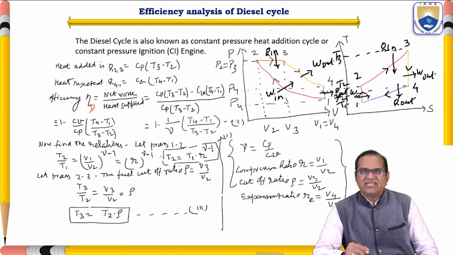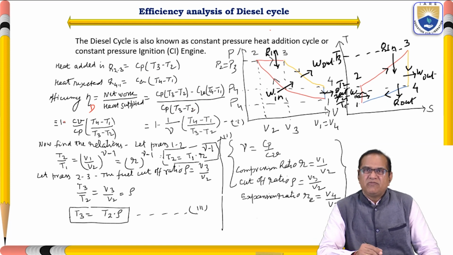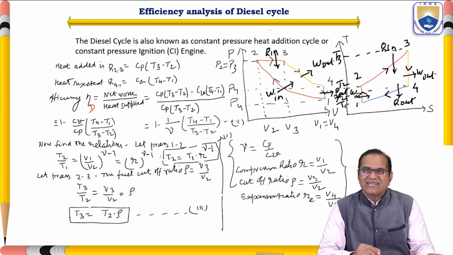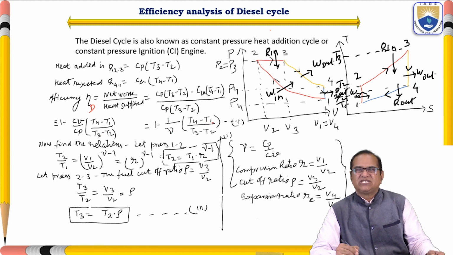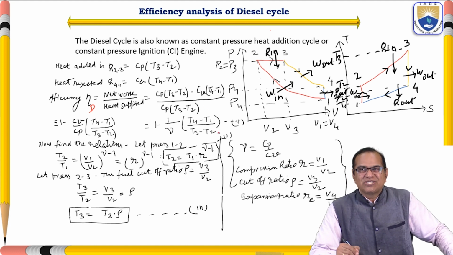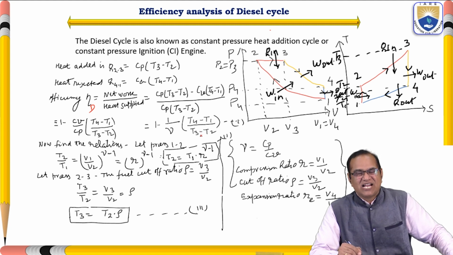So if I divide this, this will be 1 minus Cv by Cp, (T4 minus T1) by (T3 minus T2). But we know that Cp by Cv is equal to gamma. So here we can write 1 minus 1 by gamma, (T4 minus T1) by (T3 minus T2). The same way we saw in the last cycle, T4 minus T1 has come in this also.